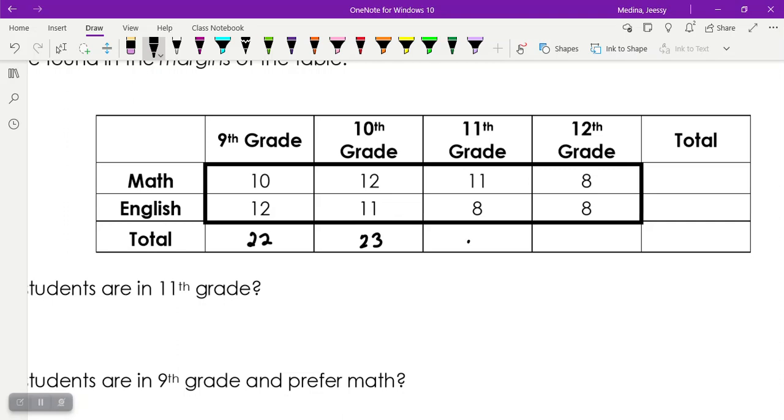All right. We have 19 11th graders. 11 prefer math, 8 prefer English. And this one is half and half. 8 prefer math, 8 prefer English of the seniors.